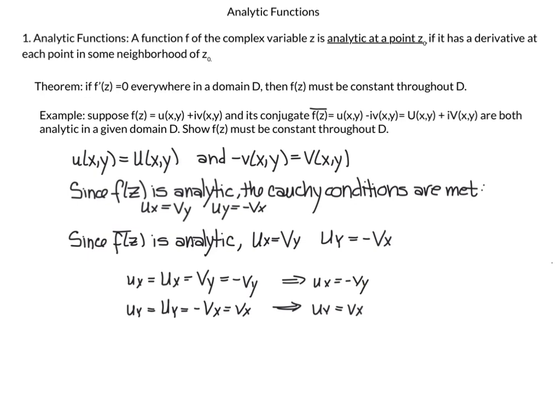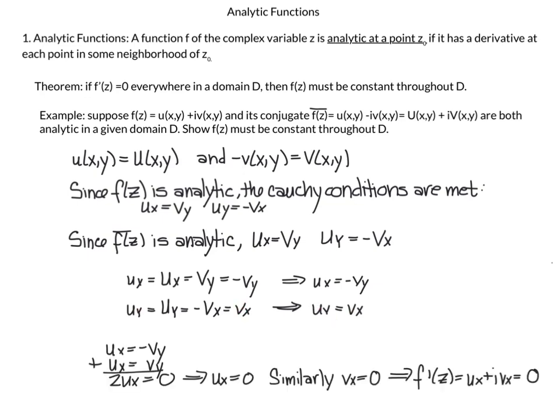Similarly, partial of u with respect to y is equal to capital partial U of y, and that's because u of x,y is equal to capital U of x,y. Well, capital U of y is equal to negative capital V of x, so that will give us negative v of x is simply equal to v of x. So this gives us u of y is equal to v of x.